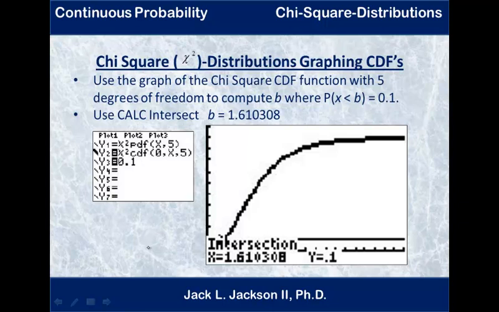Well, remember, what we need to do is graph this chi-square CDF, which I have here. It starts at 0, so it's 0 up to x with 5 degrees of freedom. That's going to graph the chi-square CDF. And we know the cumulative probability is 0.1, so we graph a horizontal line there and find the intersection by doing calc intersect. We know the y is 0.1. That's the cumulative probability, and we want to find the corresponding x, or chi-square value, which is 1.61.